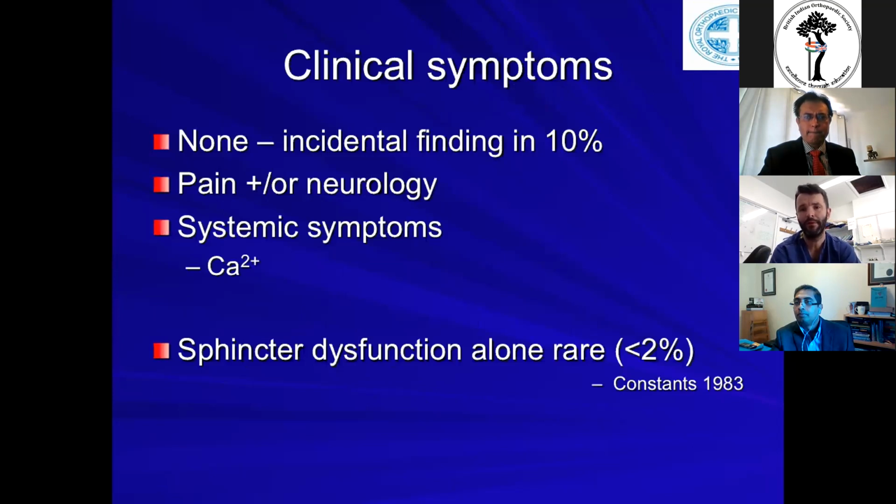Well, sometimes nothing. This is an incidental finding sometimes because someone's gone in with a chest infection, for instance, they've had a CT scan, whatever, and it's proven that they've got mets on the spine. Often the patients will have pain or indeed neurology.